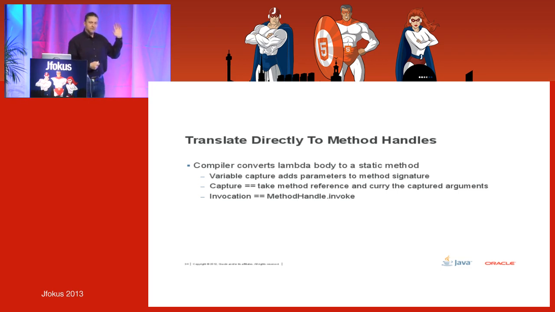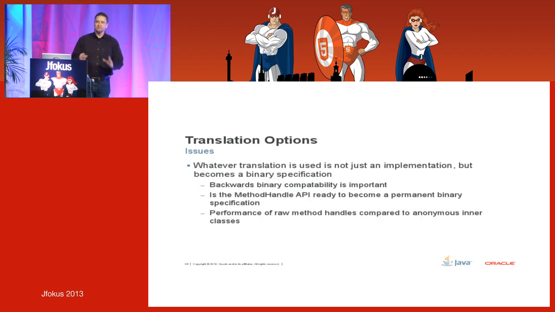And then if you want to actually invoke that, where you've got your reference to your lambda expression where you actually want to use it, all we have to do is use the method handle invoke method that's part of Java SE 7 and say, okay, invoke that static method. That's going to work. Okay, great. That's a different way of doing it. Might work quite nicely. Well, there's some issues with this.